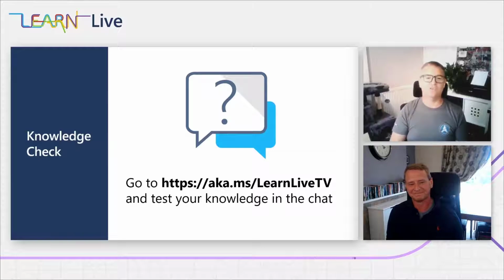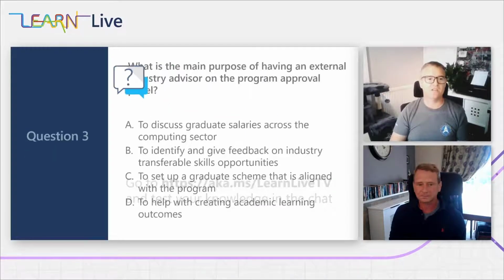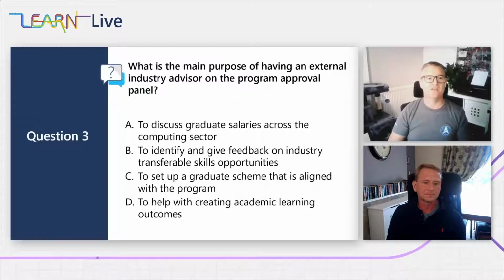So let's move on to another knowledge check. So that's the end of that module. So the question is, what is the main purpose of having an external industrial advisor on the program approval panel? Is it A, to discuss graduate salaries across the computing sector? Is it B, to identify and give feedback on industry transferable skills and opportunities? Is it C, to set up a graduate scheme that aligns with their program? Or is it D, to help with the creating of learning outcomes?